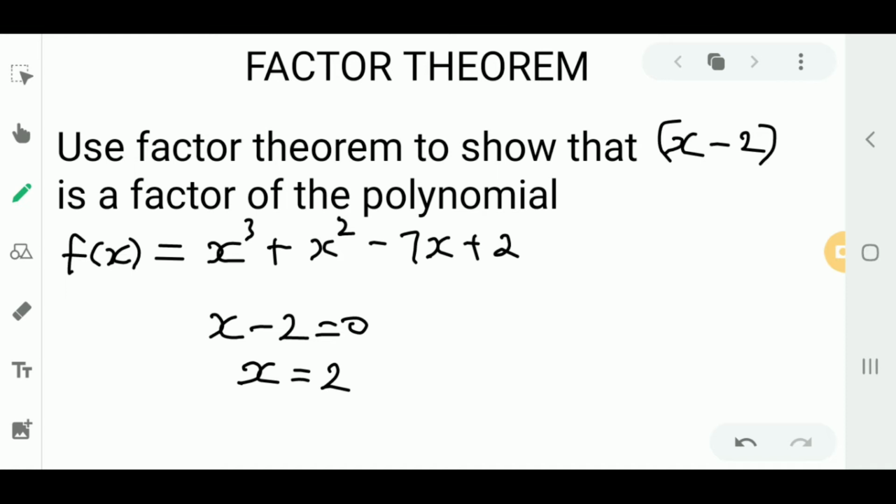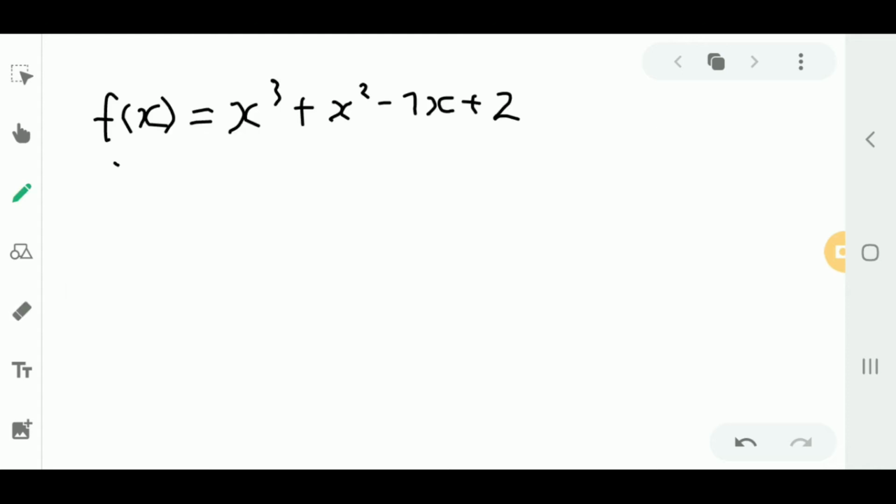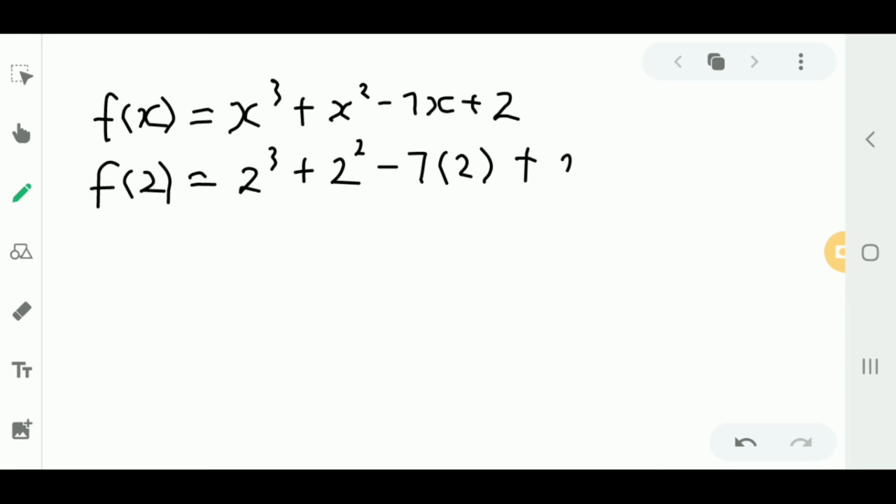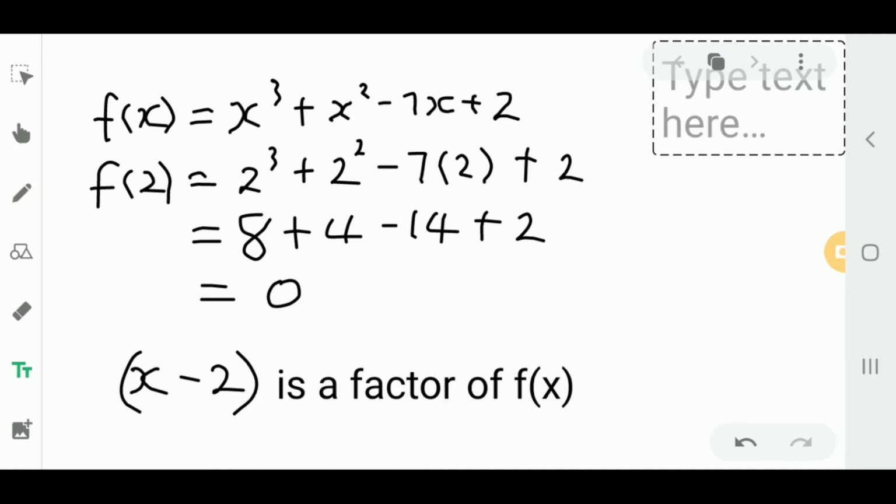Now that x is positive 2, anywhere you see x in the dividend, which is f of x, you're going to substitute 2. So f of 2 is equal to 2 cubed plus 2 squared minus 7 times 2 plus 2. 2 cubed, 8, 2 squared, 4, minus 7 times 2, minus 14, plus 2, and that is equal to 0. So that means x minus 2 is a factor of f of x.